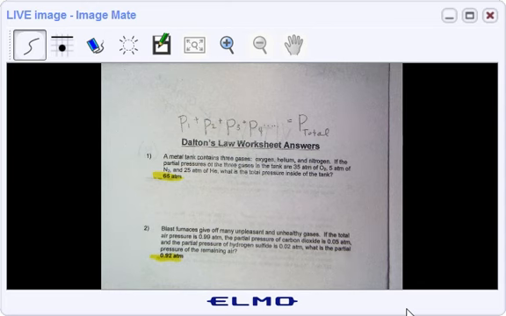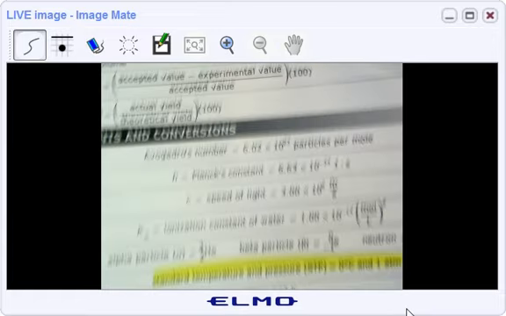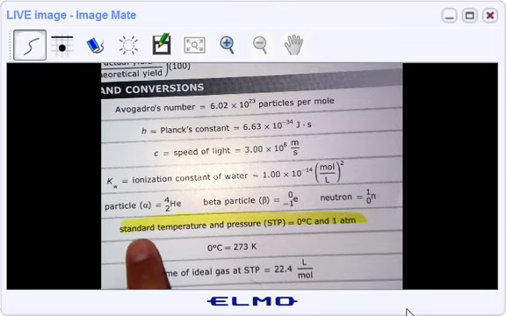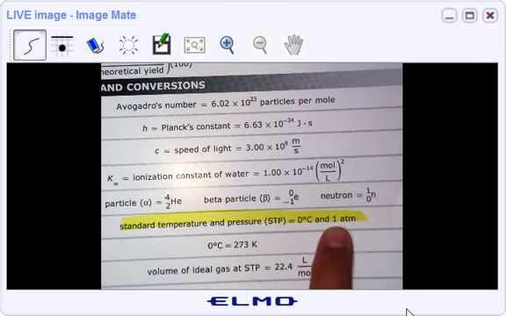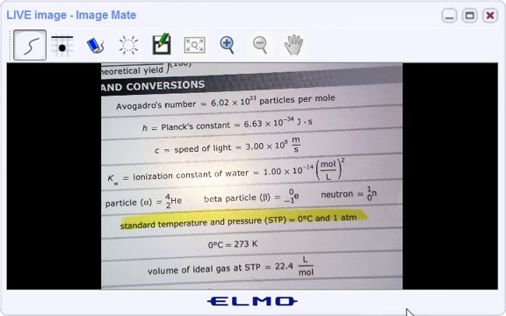You do need a periodic table only for this reason. On some of the questions, it's going to ask you to put the pressure in standard pressure or STP pressure. That's 1 ATM for standard pressure. So if it ever asks what's the pressure for standard pressure, it's 1 ATM.